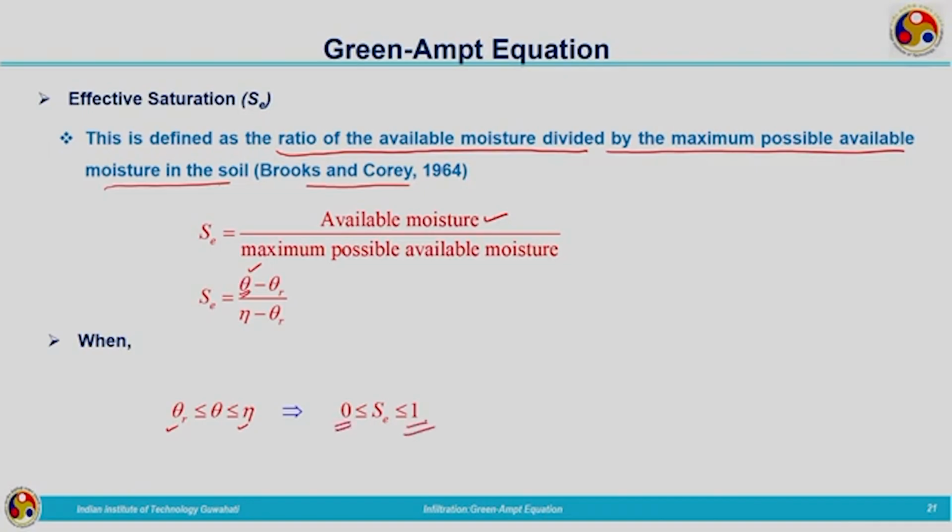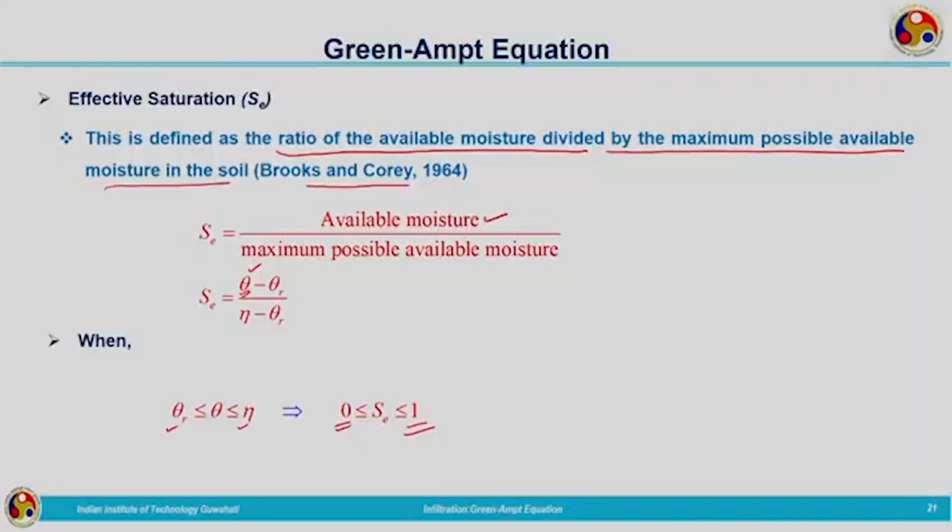When theta is equal to eta, SC will be equal to 1, saturation will be 100%. All the pores are completely filled with water. Effective saturation can vary between 0 to 1. So now we need to have an idea about effective porosity theta E. Theta E is marked in the initial soil moisture profile. There you have seen what theta E is.